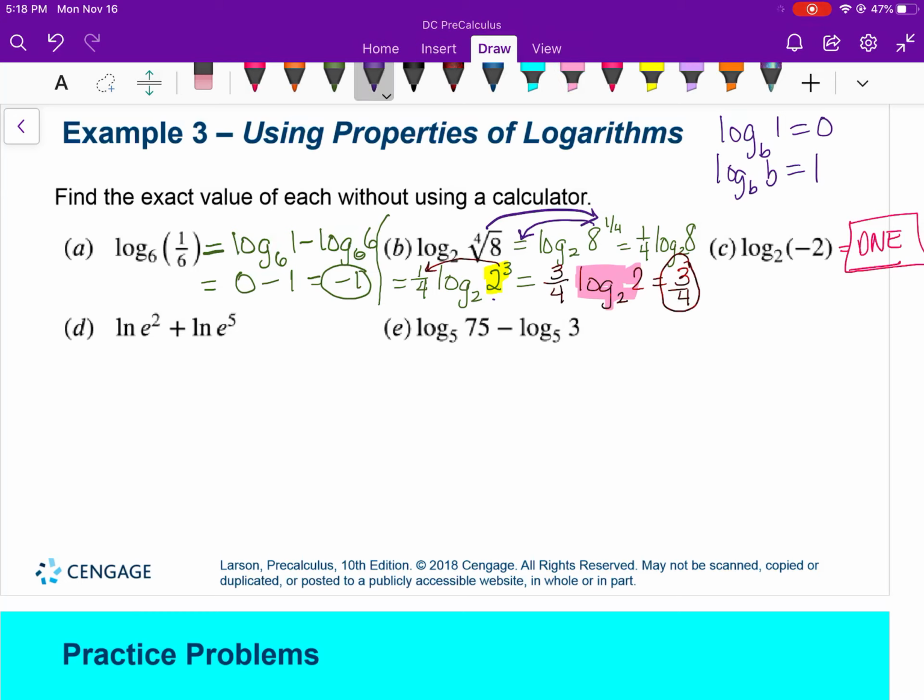On C, what you're taking the logarithm of, x has to be positive. All right, let's try D.